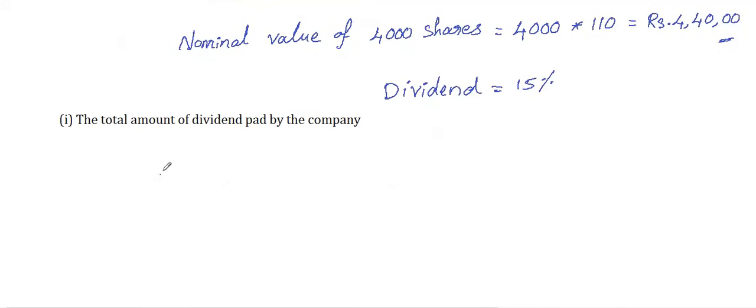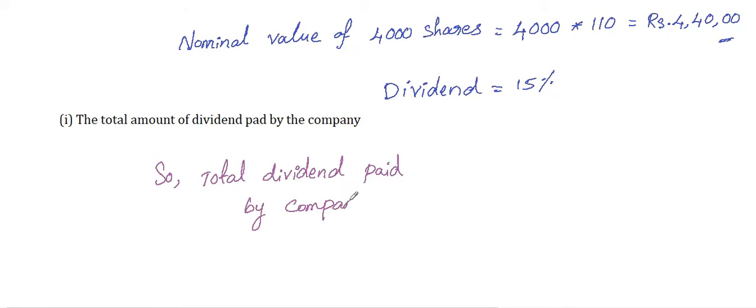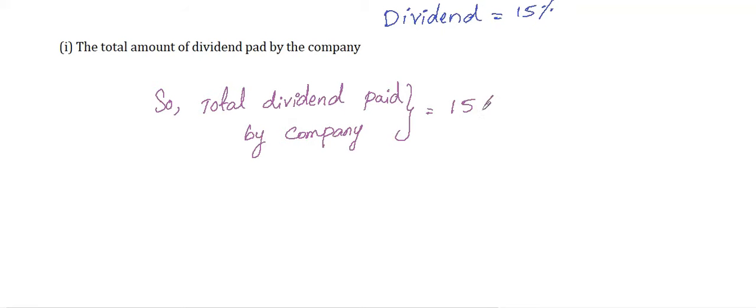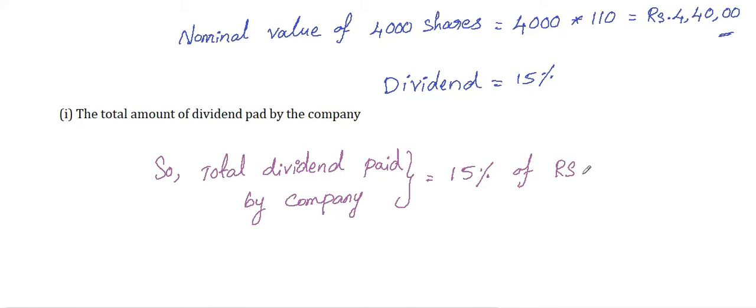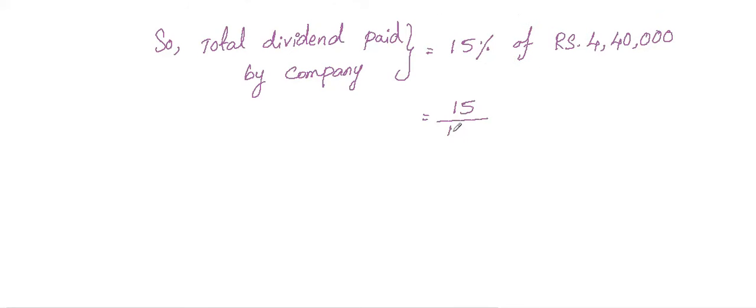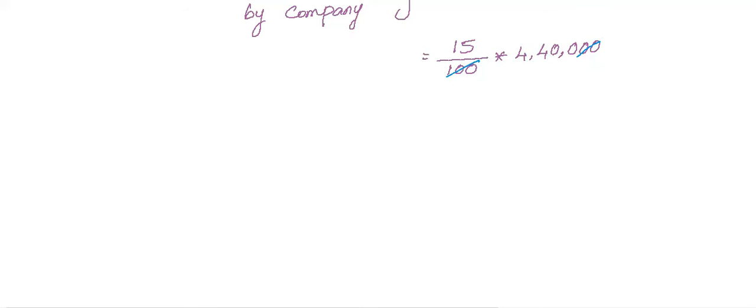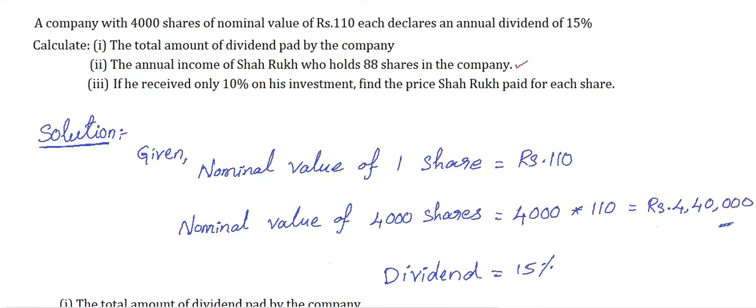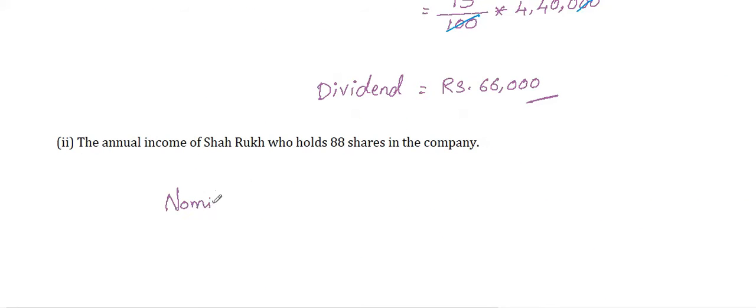Now find the total amount of dividend paid by the company. The total dividend paid by the company equals 15% of 4,40,000. Percentage can be written as 15 by 100. So 15 by 100 into 4,40,000. If you simplify this, we'll get 66,000. So dividend equals 66,000 rupees. So finally we can conclude that the total amount of dividend paid by the company is 66,000 rupees.